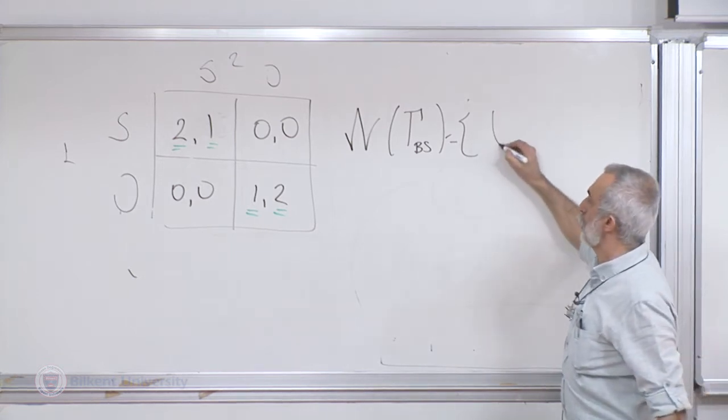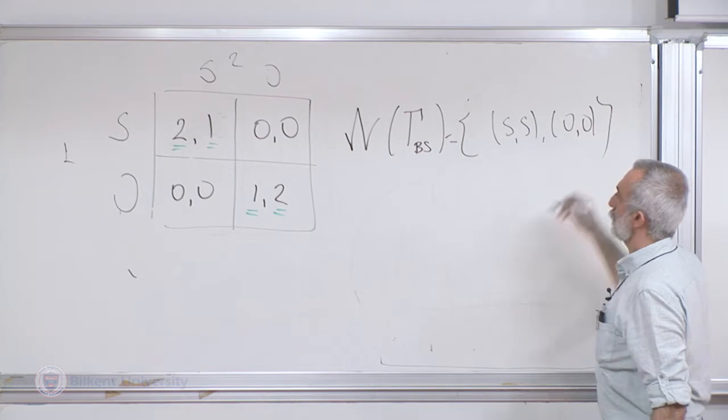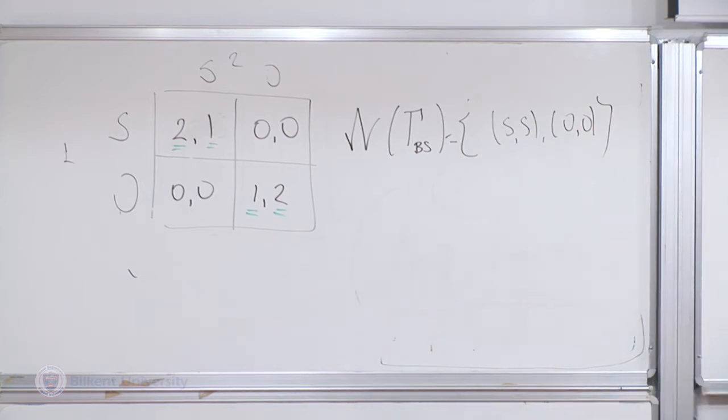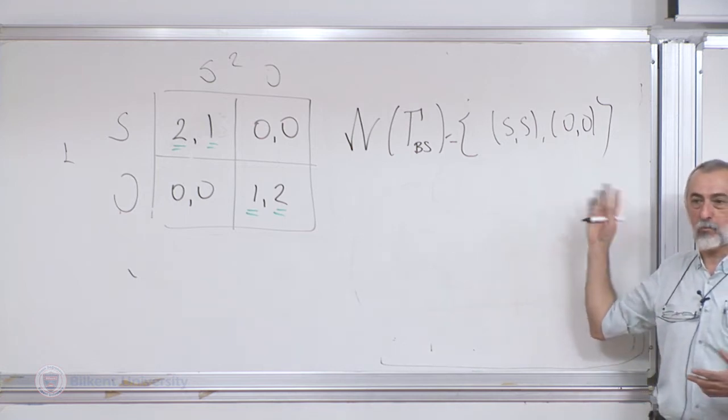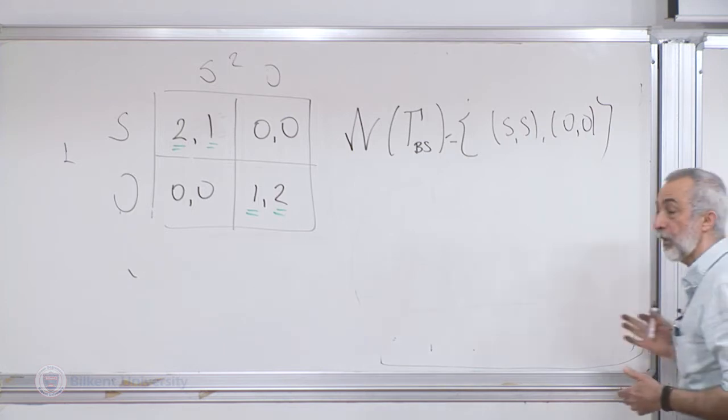So the Nash solutions are (S,S) and (O,O). Okay? So we have two Nash solutions and everything is fine. Well, everything is not that fine because you see there's a coordination problem. Games like this we call coordination games. There are two Nash solutions here.